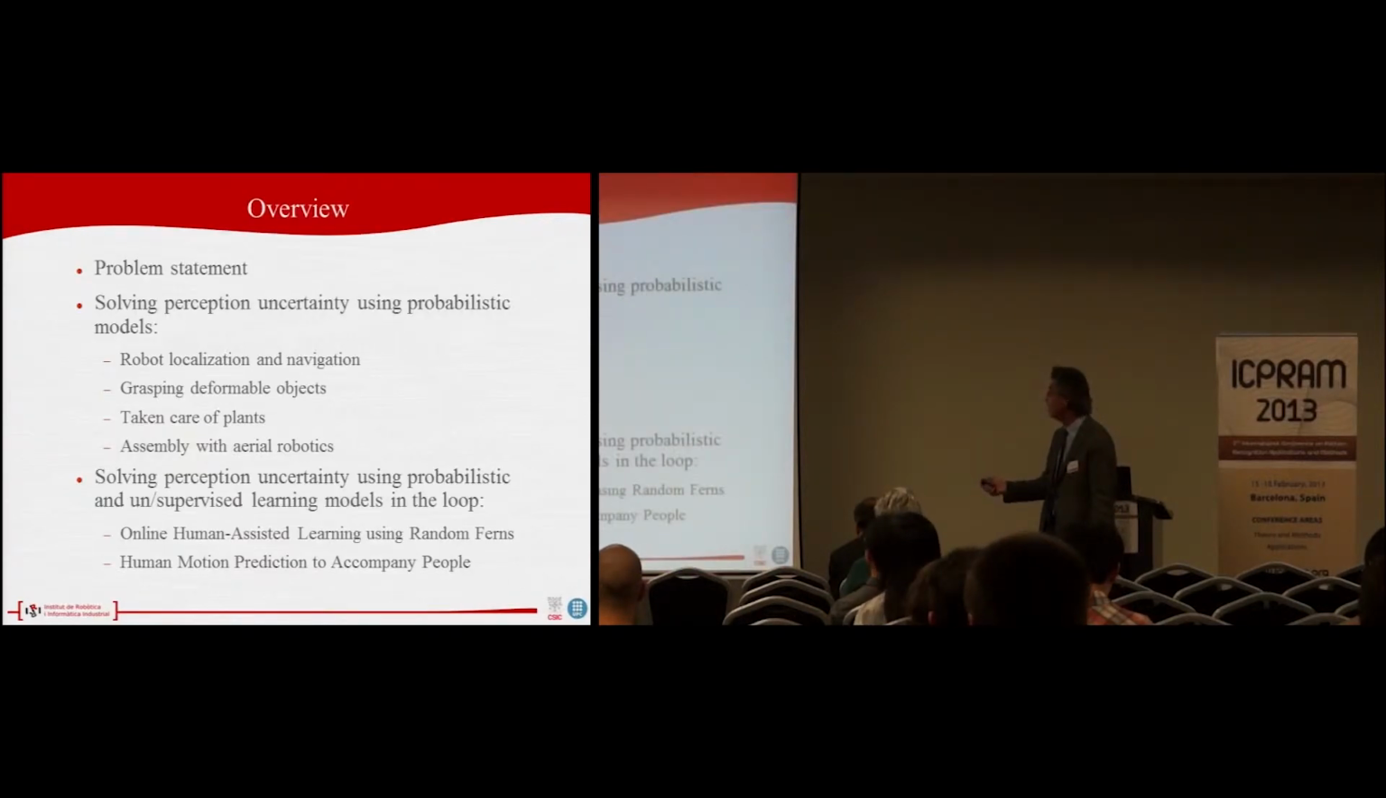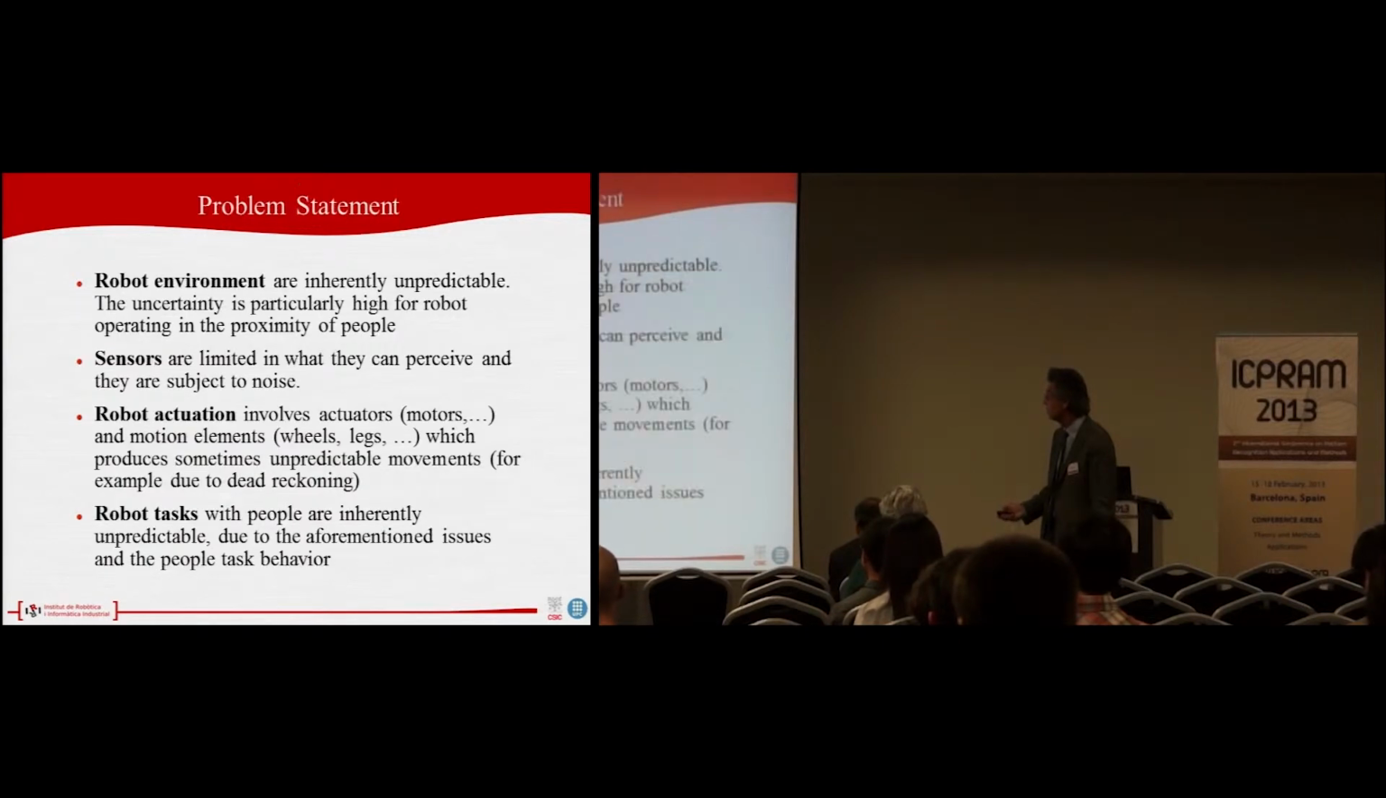First I will talk about the problem statement, then solving perception uncertainty using probabilistic models, the ones that we use typically in robotics, and using the same, but also with supervised or unsupervised learning models in the loop. That is what I'm trying to explain here. Well, the first is the problem statement.